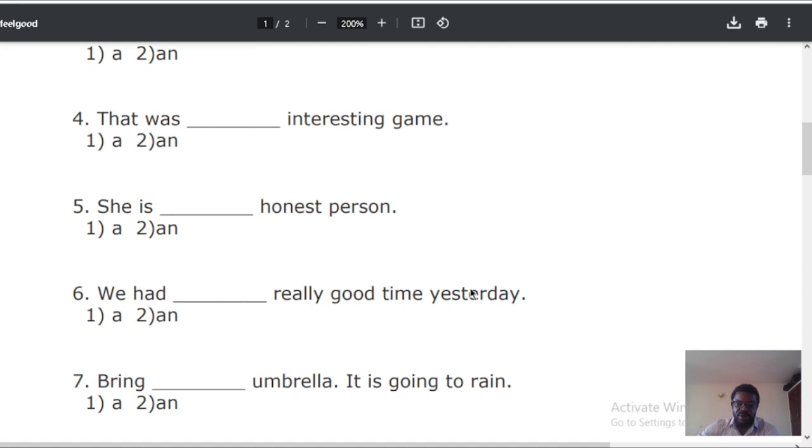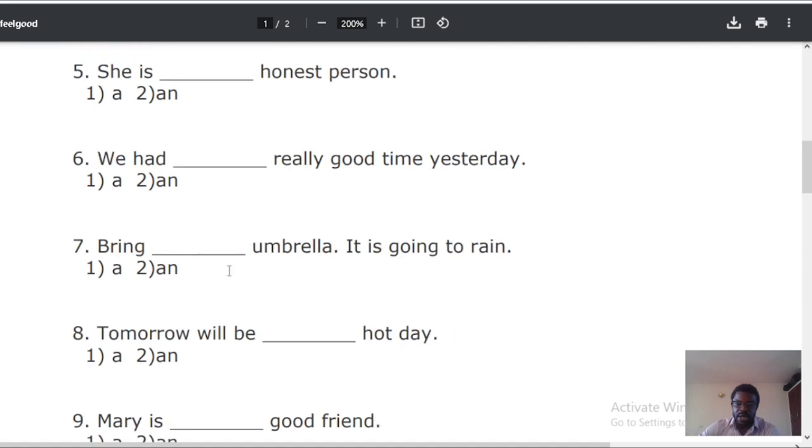Make sure as I'm reading this, you try to practice every word I'm saying. We had a really good time yesterday, because I'm going to ask you to read them when you join me at the Zoom meeting. Number 7, bring an umbrella, because U is what? A vowel sound. It is going to rain.